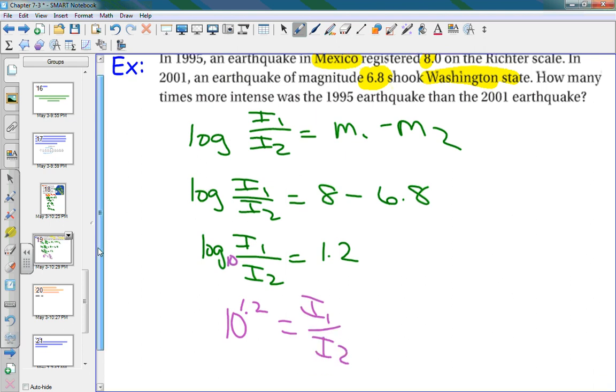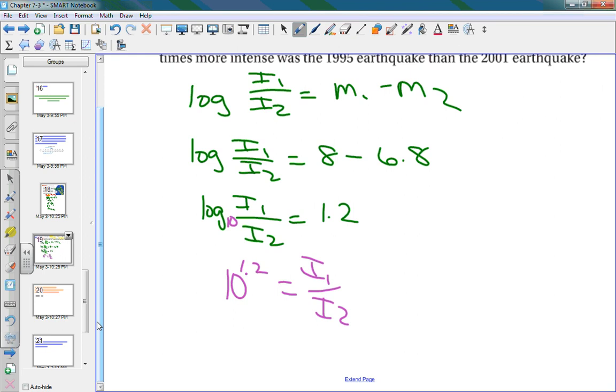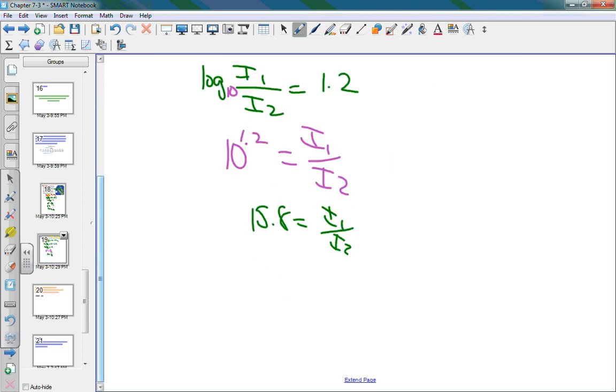When you calculate that, what do you get? Anybody have a calculator on right now? What is it? 15.8 is what I1 over I2 is equal to, which is approximately 16 times larger. So the impact in Mexico was 16 times larger than what it was in Washington State. Do we all understand that, yay or nay? Now, if you look on tonight's worksheet that I gave you last night, this is exactly like problems 13 through 16, correct? Any questions over those now?